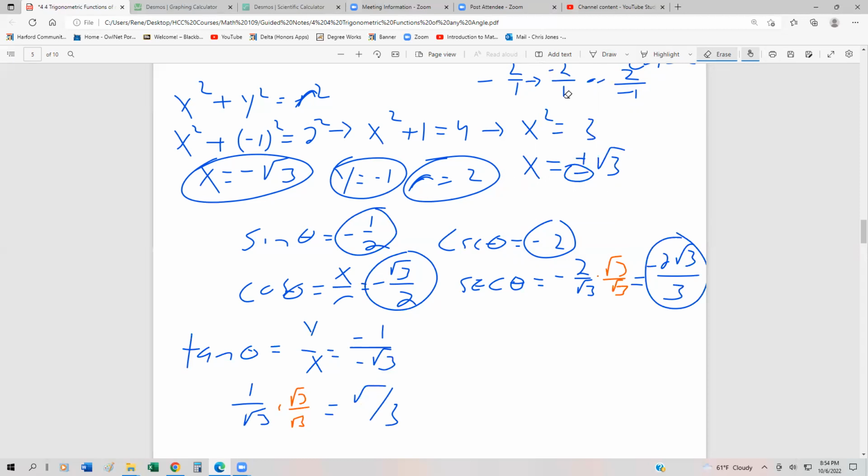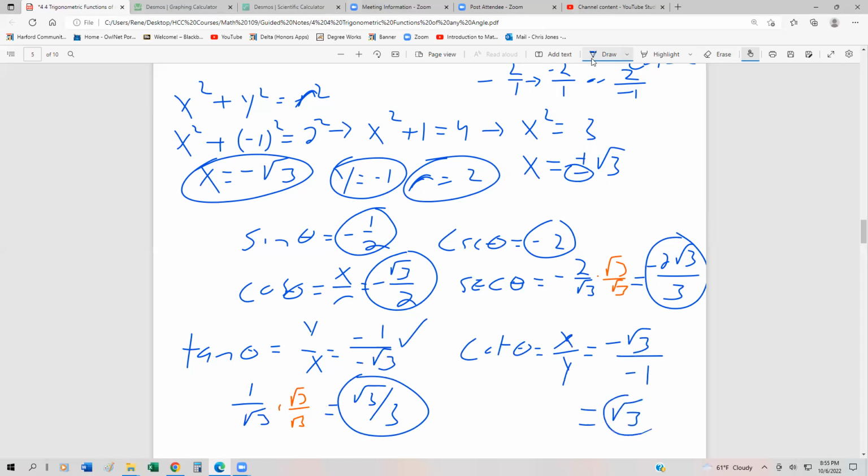Now, the other thing we have to do is find the cotangent function, but that should be pretty easy because all we have to do is take the reciprocal of this, because remember the cotangent of theta is going to be x over y, right? We know that x is negative root 3 and that y is negative 1. And so that just turns into positive square root of 3. All right, so there are our 6 trig functions.